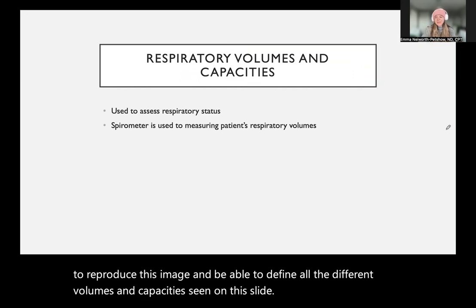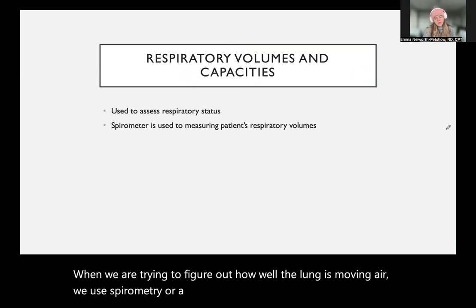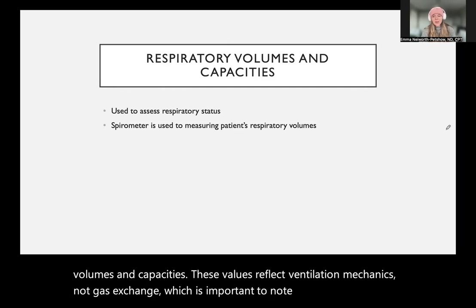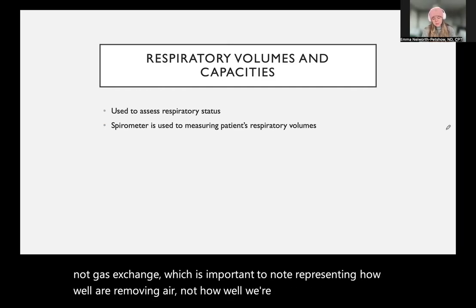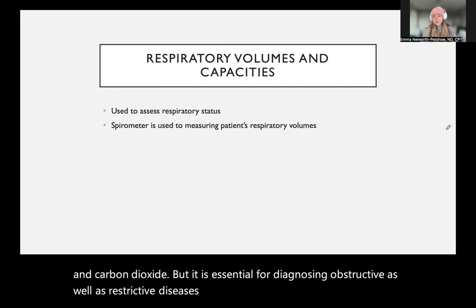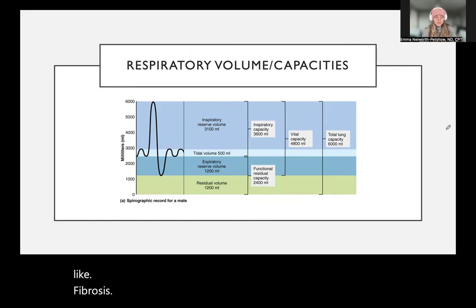When we are trying to figure out how well the lung is moving air, we use spirometry or a spirometer. This measures dynamic lung volumes and capacities. These values reflect ventilation mechanics, not gas exchange, which is important to know. It's representing how well we are moving air, not how well we're actually moving oxygen and carbon dioxide. But it is essential for diagnosing obstructive as well as restrictive diseases, things like asthma, COPD, or even cystic fibrosis.